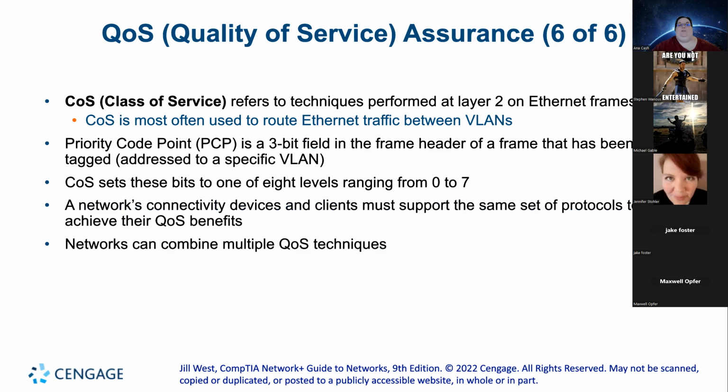CoS, or class of service, refers to techniques performed at layer 2 on Ethernet frames. CoS is most often used to route Ethernet traffic between VLANs. Priority code point, or PCP, is a 3-bit field in the frame header of a frame that has been tagged or addressed to a specific LAN. CoS sets these bits to one of 8 levels ranging from 0 to 7.